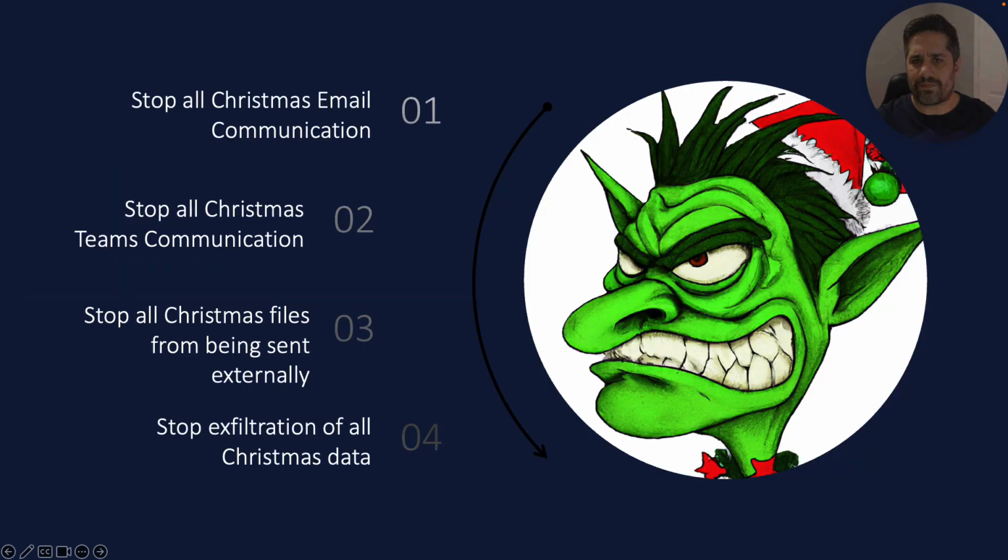So, how can the Grinch do this? The Grinch does this by stopping all Christmas email communications. He stops all Christmas Teams communications, stops all Christmas files being shared internally and externally. It's not acceptable for the Grinch to have this within his tenant. So how does he stop this?